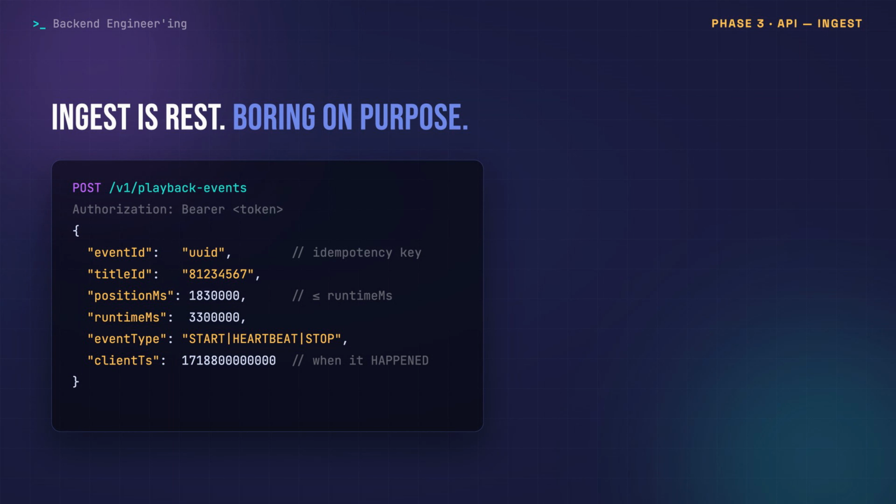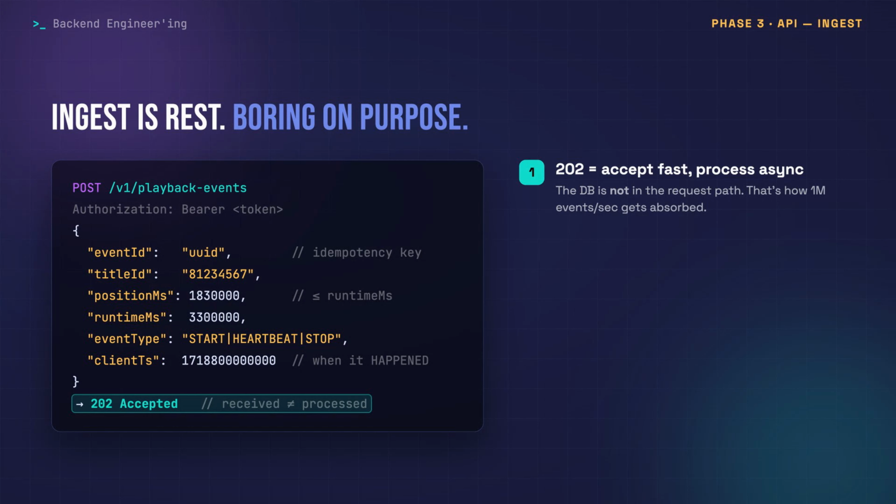And here's the single most important detail. The response is 202 Accepted, not 200. 202 means I have received this, I have not processed it yet. That one status code decouples taking the event in from doing the work with it. And it's exactly what lets this endpoint absorb a million hits a second without the database ever being on a hard path. Back to that event ID.